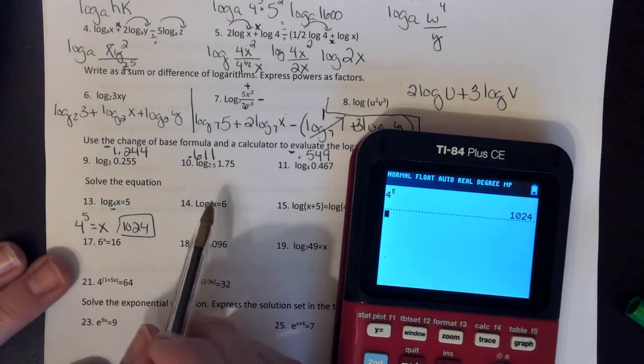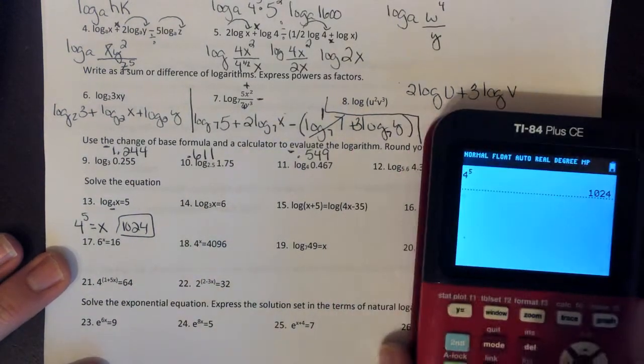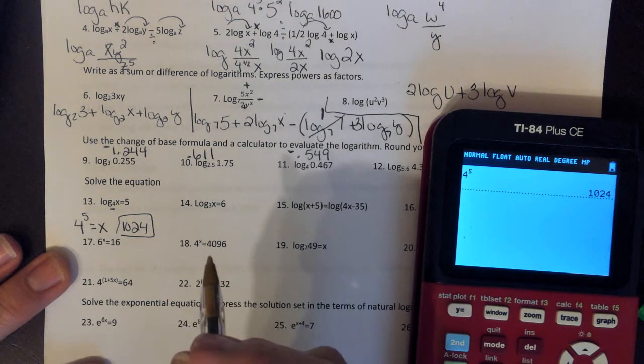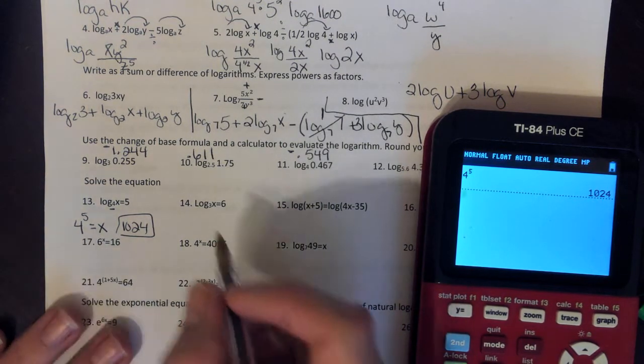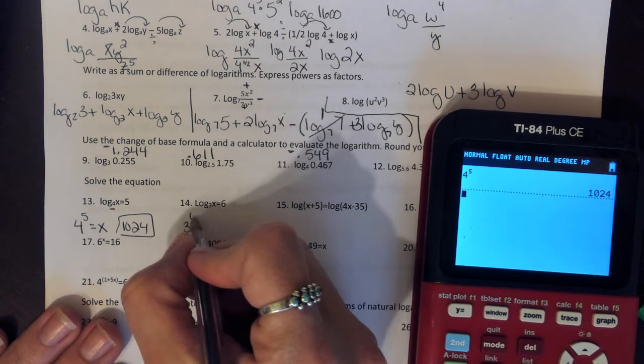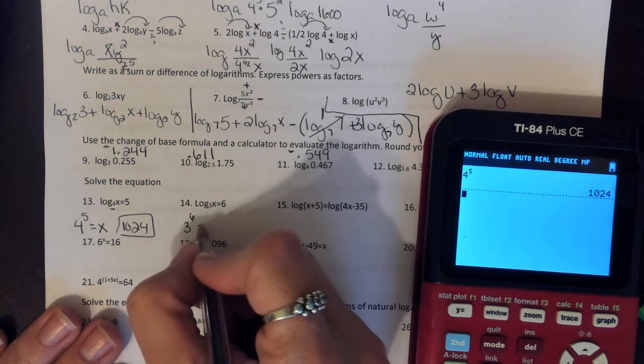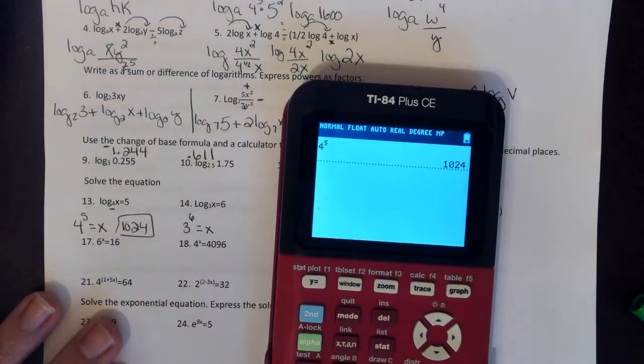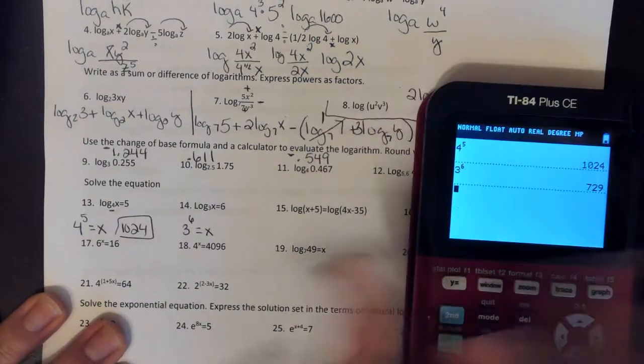So we're going to do it again right here. It's a log problem, so you keep the base, switch the numbers. So my base is 3. I'm going to switch it. 3 to the 6 equals x. And then I type it in my calculator. 3 to the 6, and I get 729.